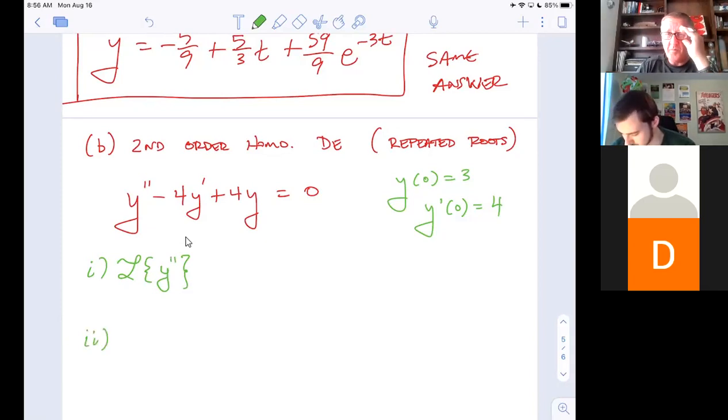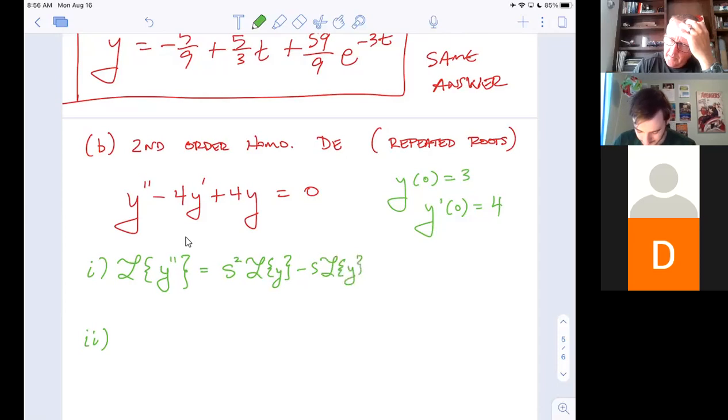Well, what's the Laplace transform of y double prime? Let me try to do it from memory. Wasn't it s squared times the Laplace transform of y minus s times the Laplace transform of y minus y of 0? Let me think to myself, I'm just thinking out loud. No, that wasn't it. Again, this might help you. The pattern that I remember was that you start with s squared, and then it goes down to s, and then there's no s's at all.